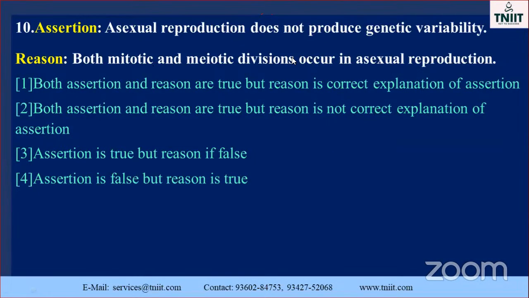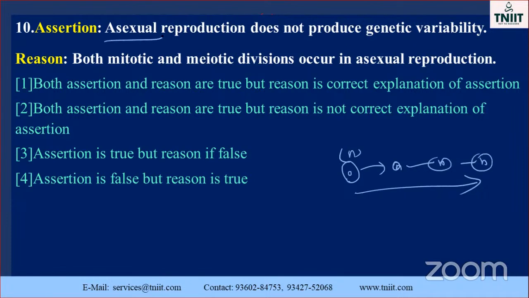Assertion and reasoning. Asexual reproduction does not produce genetic variability. Correct. Asexual reproduction involves a single parent only. If it is haploid, the progeny is also haploid, again haploid, again haploid. There is no variation, as in asexual reproduction there is no fusion of male and female gametes. When male and female gametes unite, genetic variability is possible. But here they said asexual reproduction does not produce genetic variability.